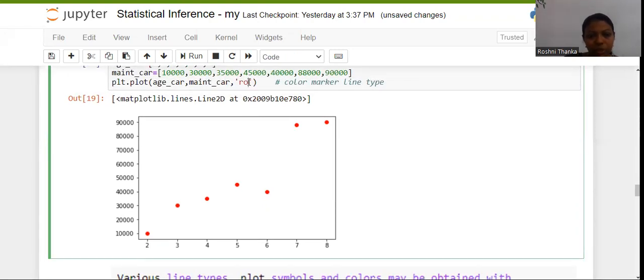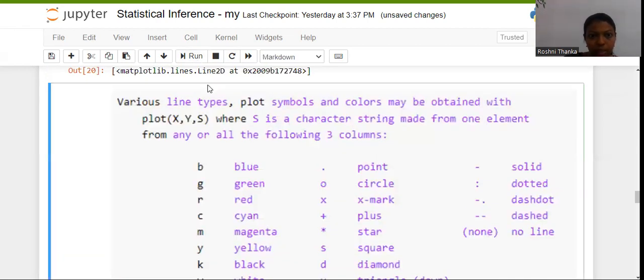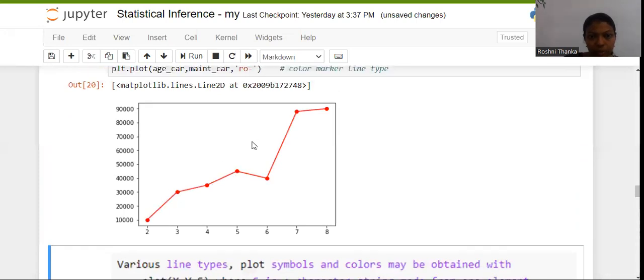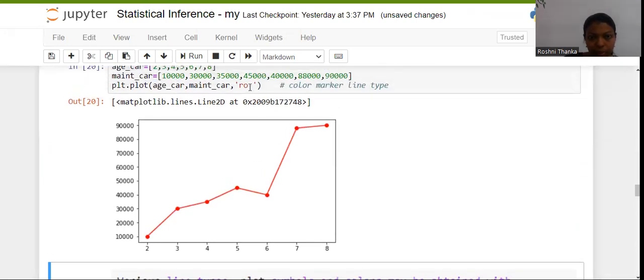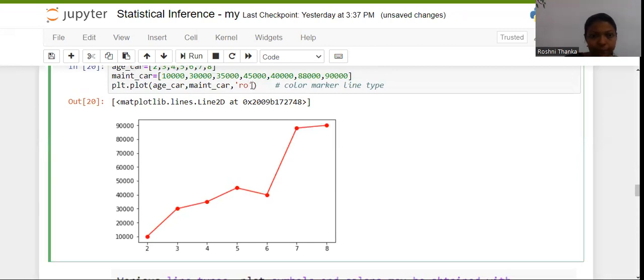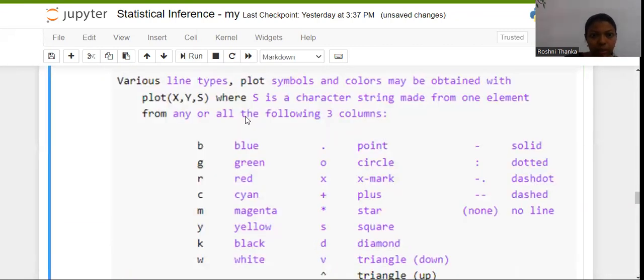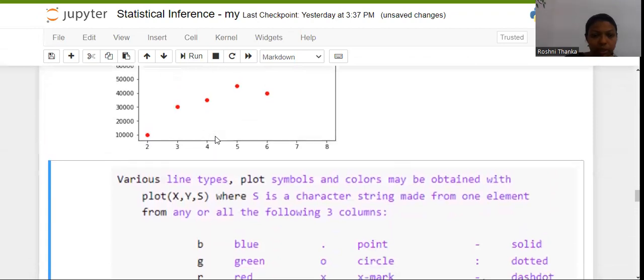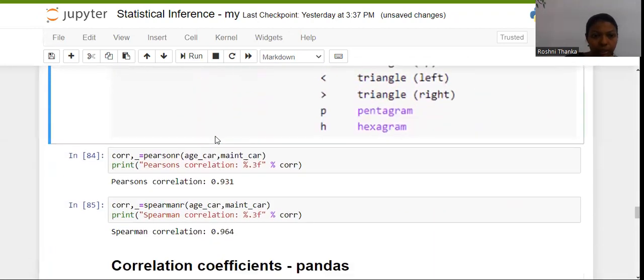It's a combination of all the individual values combined together as a string. And if I give a dash, you will get a dash line. So whatever pattern you want, you can give as a third character. If you don't give anything, you'll get only the dots. So it just shows the relations.